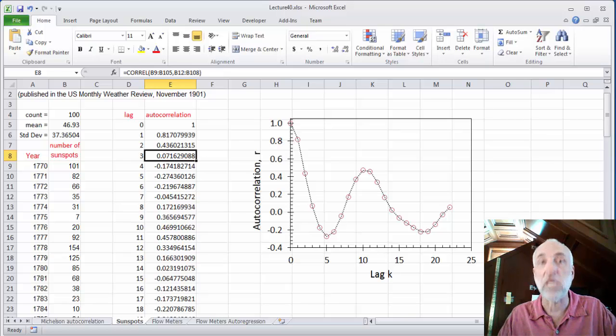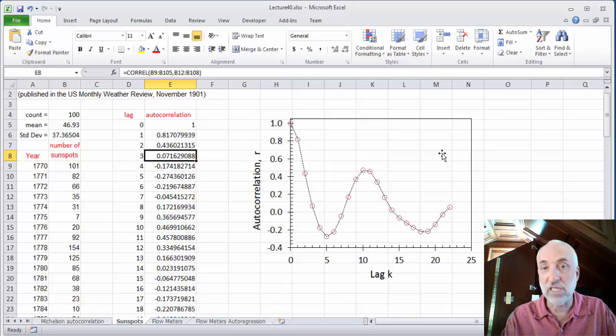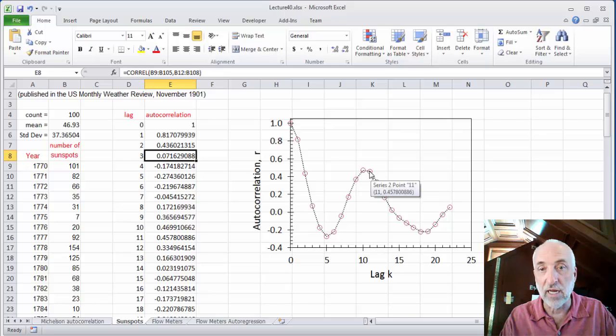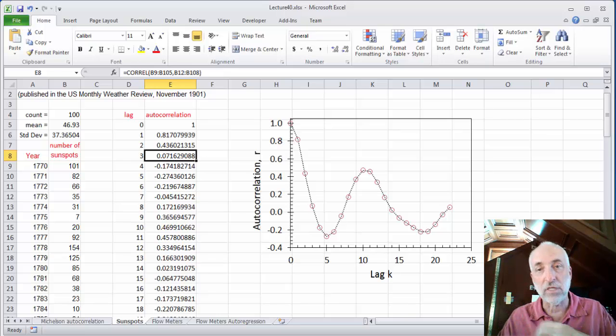Well, this simply means that there is this autoregressive behavior on top of a cyclical behavior. And if you know anything about sunspots, you know that there's an 11-year cycle. And we see that because it reaches the peak again at 11. So sunspot data cycles at about a 10 or 11-year cycle. And we can see that very clearly by looking at the autocorrelation function.